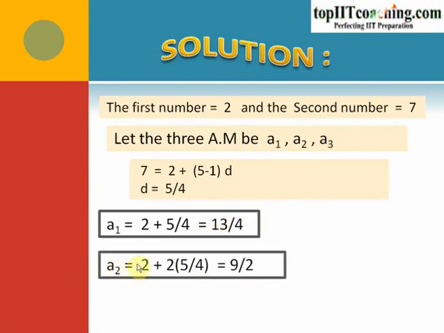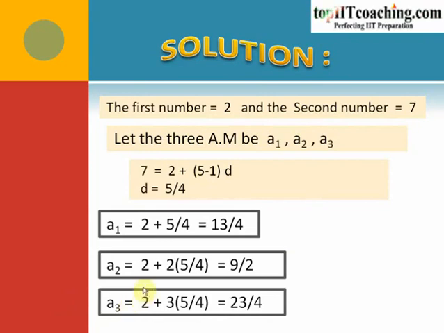Similarly a2 would be equal to 2 plus 2 times d, d is 5 by 4, and thus a2 comes out to be equal to 9 by 2, and a3 is equal to 2 plus 3d. The value of d is 5 by 4, therefore a3 would be equal to 23 by 4. Thus this is the value of a1, this is the value of a2, and this is the value of a3. And so we have found the three AMs between 2 and 7. So this was all about arithmetic mean.